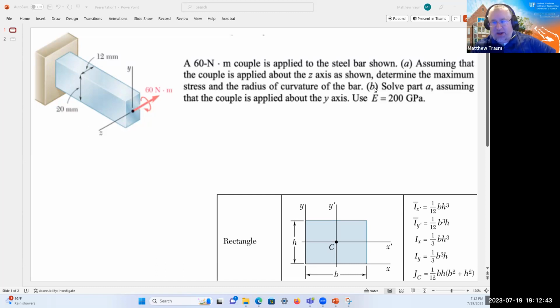And then there's part B, which is basically the same problem over again, but assuming the couple is applied about the y-axis instead of the z-axis. And we're told that the Young's modulus is 200 gigapascals.